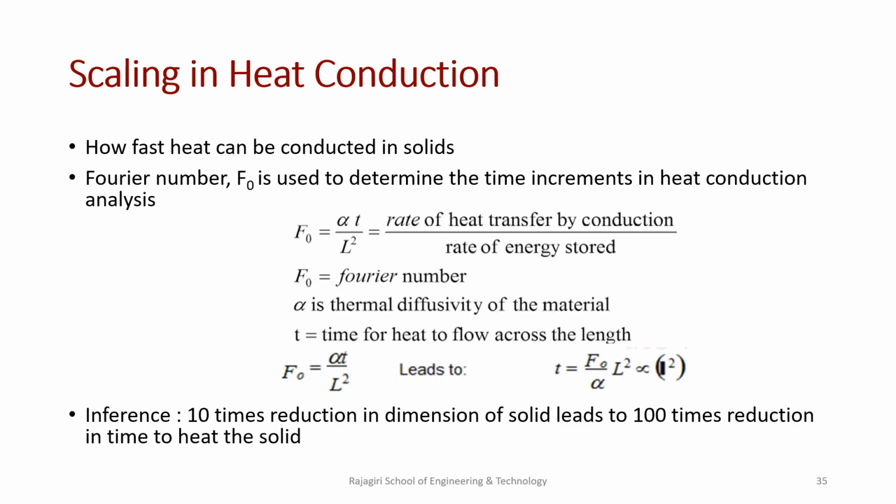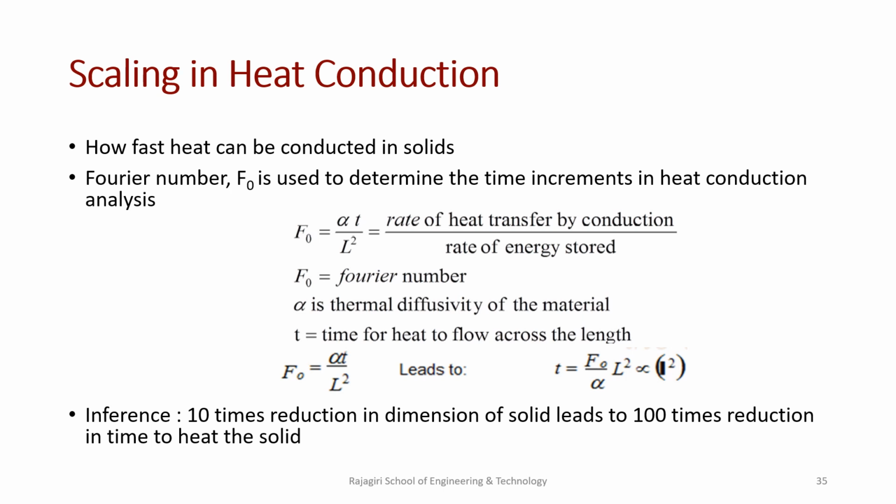Another factor to be analyzed in scaling is how fast heat can be conducted in solids. That is the time required to conduct the heat. The Fourier number F0 is used to determine the time increments in heat conduction analysis, which is given as F0 is equal to alpha T by L square, which is the rate of heat transfer by conduction divided by rate of energy stored. F0 is the Fourier number, alpha is the thermal diffusivity of the material, and T is the time for heat to flow across the length L.